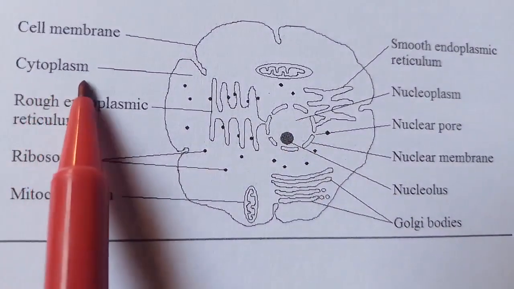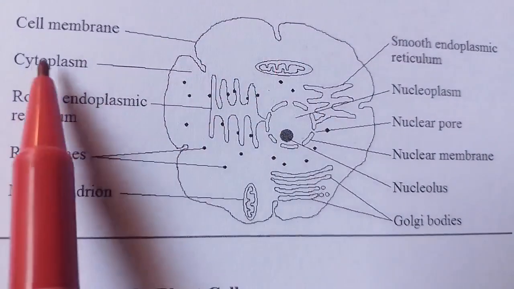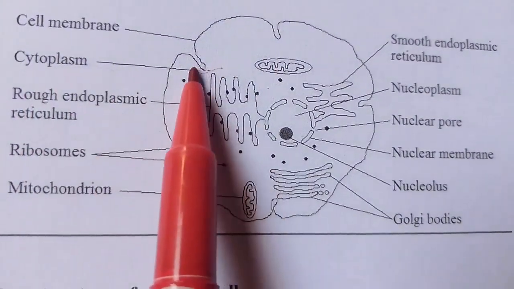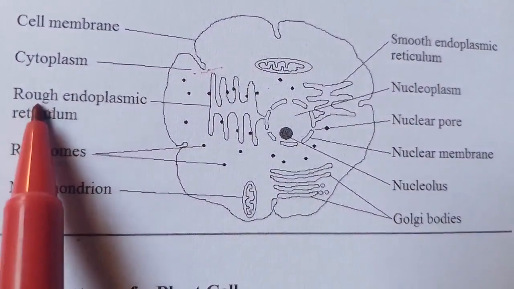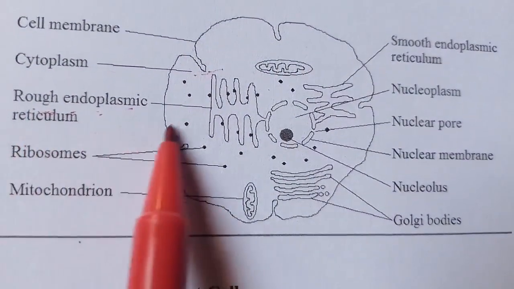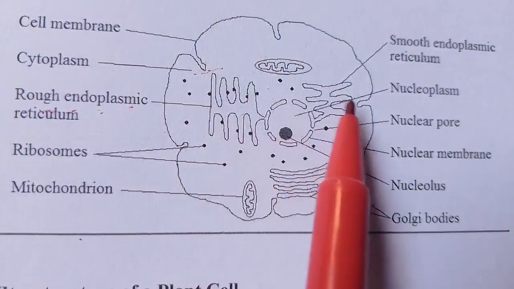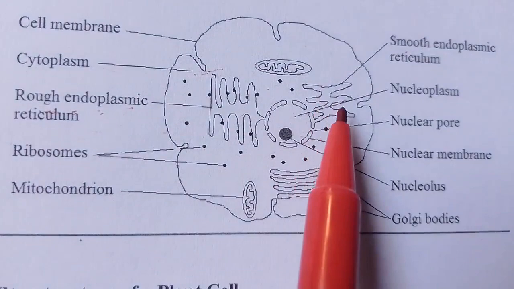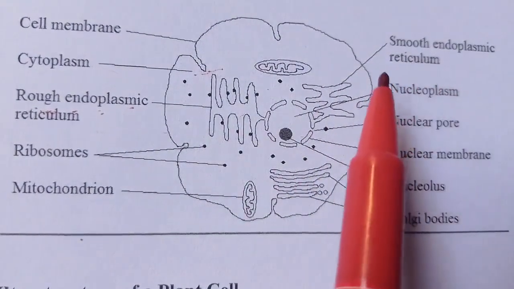We've got cytoplasm. This is the cytoplasm that is here. Then we also have this one here, which is a large endoplasmic reticulum. It is having those bodies attached to it. But that one that is there, this is a smooth endoplasmic reticulum. This is what you need to understand.